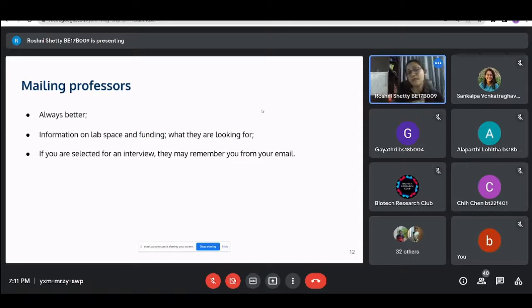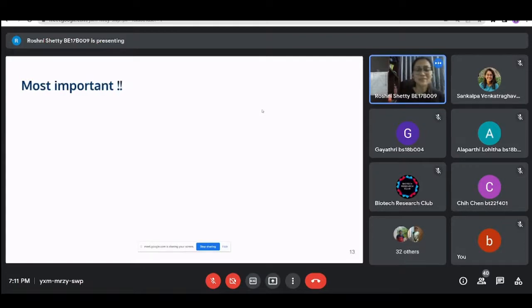It could also happen that you are selected for an interview and they will remember you from your email. So you already have the first step of communication with them, and they might have a good impression of you from your email. So it's always good to email the professor. Don't mail more than one professor from that particular university, because they tend to talk among themselves. At least mail one professor from each university you are interested in. Most of them do reply, but some of them don't.